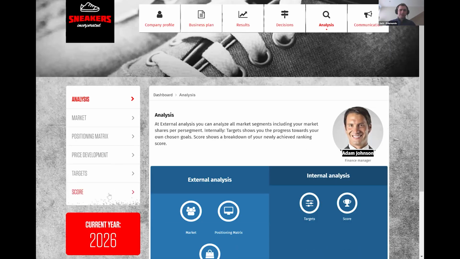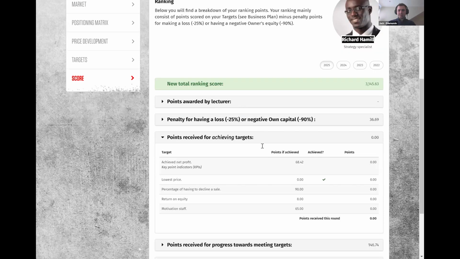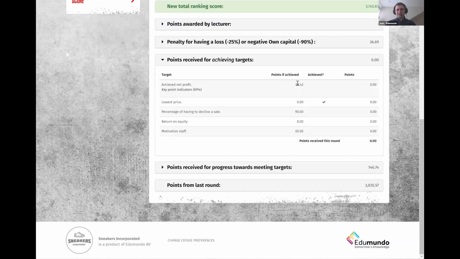Under Analysis, we're then going to go to Score, and here we can see those points. Points received for achieving targets, but also points received for progress. Let's start off with the achieving targets, where we can see whether or not we've reached any of the targets that we've selected. Unfortunately for this team, we have not reached any of our targets, except for one, the lowest price. However, it has been set to the bare minimum. By setting the target to the minimum value, you will automatically score 0 points. So it's always important that you at least set one tab above the minimum when setting a target.